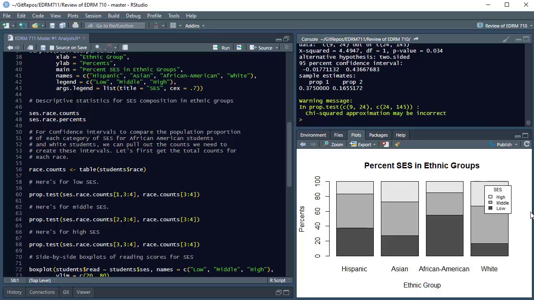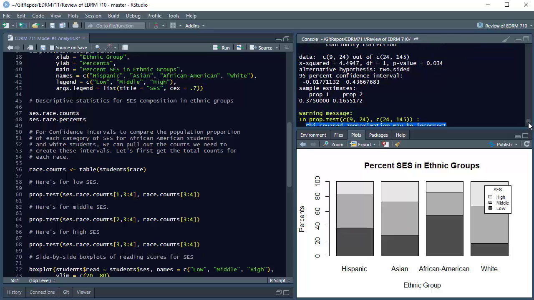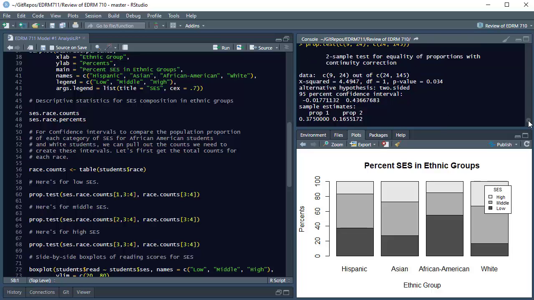Now it's telling me that my sample size is so small that the confidence interval might not really be 95%. That's what my warning message is, because the sample size of Hispanic here was pretty small, only 24. So let me go ahead and look at this and see if we can interpret it.